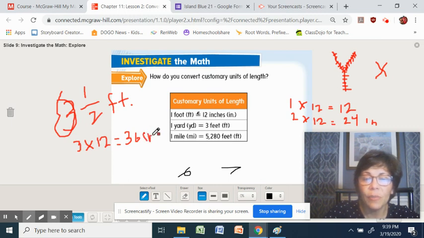I thought this was going to be easy, guys, but it's still hard. Okay, so now I've considered my whole, multiplied it with 12. So now what am I going to do with my half? Obviously, you know that half of 12 is 6. So now you can add 36 plus 6 equals 42 inches.